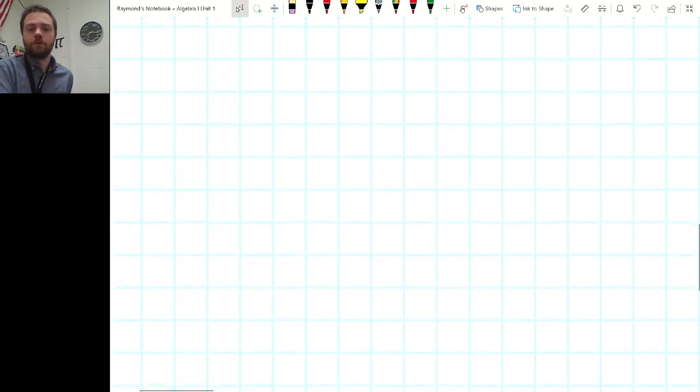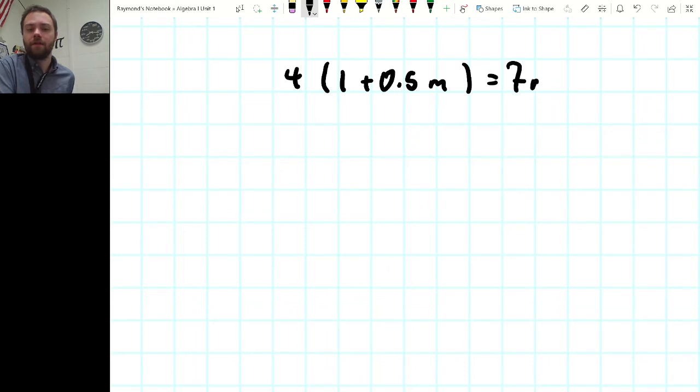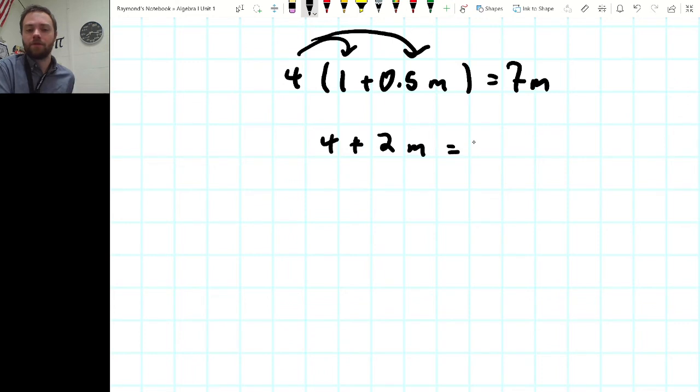So for this one, I've got 4 times 1 plus 0.5m equals 7m. So what I'm going to do is distribute this 4. So 4 times 1 is 4. 4 times a half is 2. So 4 plus 2m equals 7m.